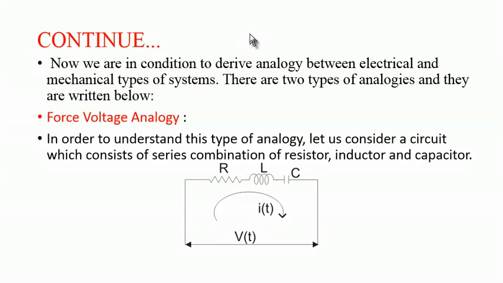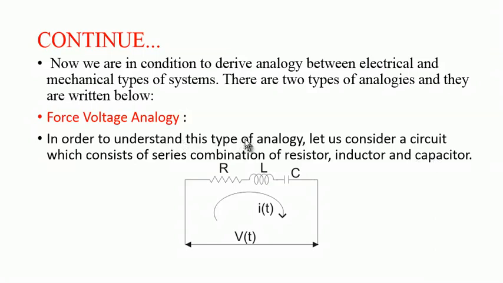We have to derive the analogy between electrical and mechanical types of system. First, we have to consider the force voltage analogy. In order to understand this type of analogy, let us consider a circuit which consists of a series combination of resistor, inductor and capacitor.